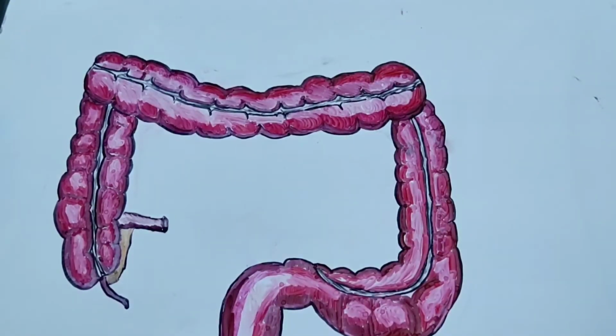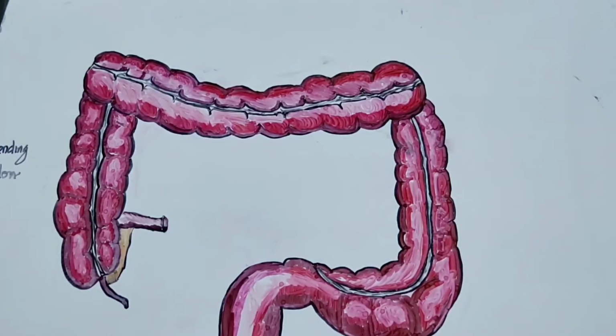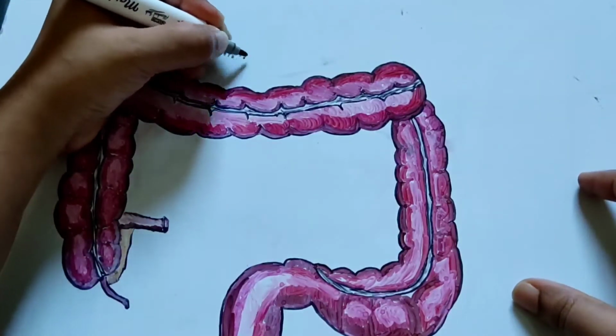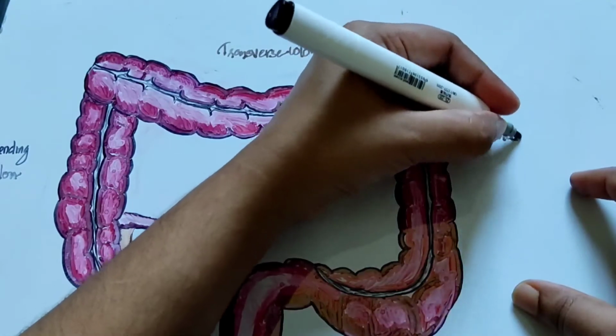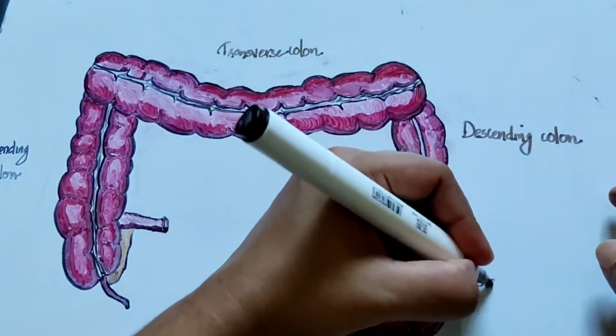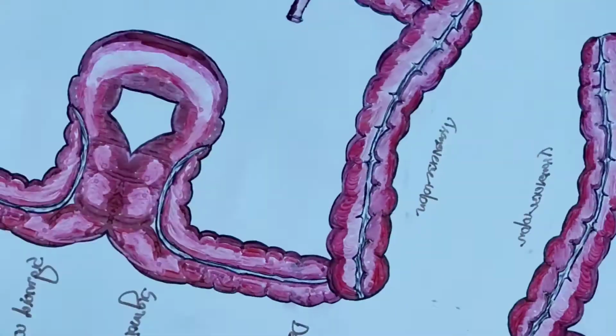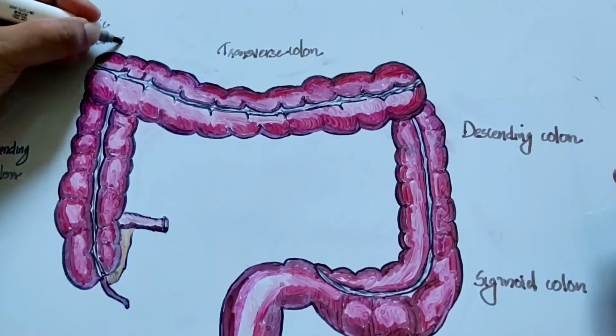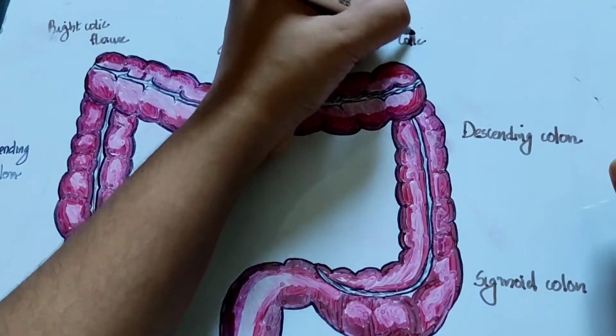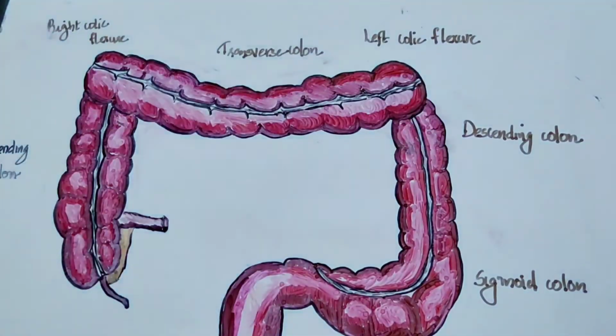So what is colon? Colon is the second part of the large intestine and it is divided into 4 parts. So what are they? They are the ascending colon, transverse colon, descending colon, and also the sigmoid colon. And it has 2 flexures, that is the right colic flexure and also the left colic flexure.